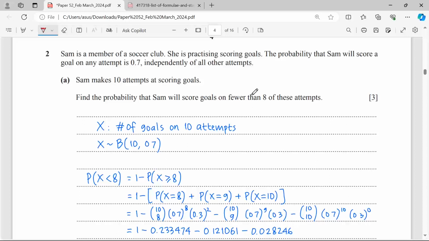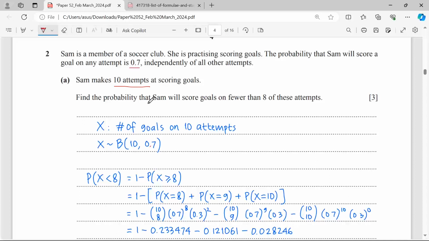So if you notice, it is actually a question about binomial distributions. First of all, you can define the random variable X here to be the number of goals on 10 attempts, because we have 10 attempts here, and since it is a binomial distribution, you have to mention the parameters. There are 2 parameters of binomial distributions, which are n and also p. n is the number of trials, which is 10 here, and p is the probability of success, which is 0.7 in this case from the question.